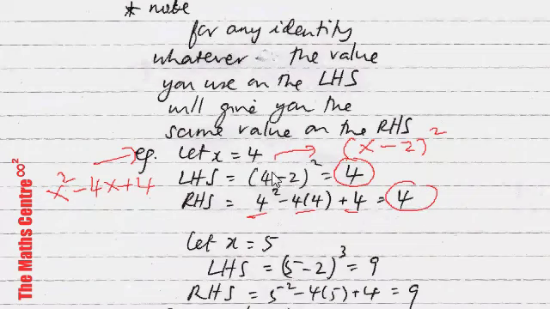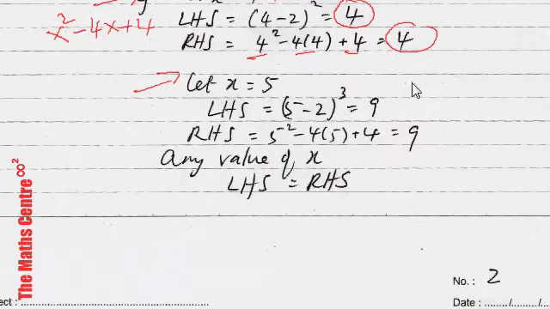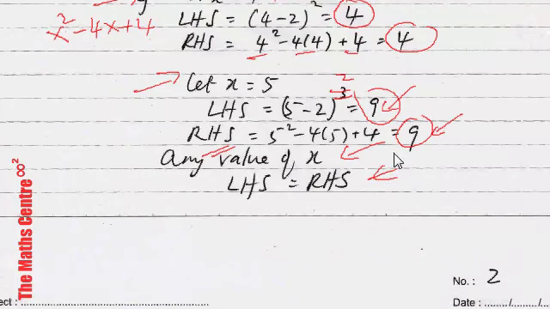Maybe 4 is not such a great choice for a value of x, so let's try another value of x, and let's look at when x equals to 5. You plug in x equal to 5 on the left hand side, you will get 5 minus 2. Oops, this is not a 3, this is a 2. I'll fix that in the notes. 5 minus 2 squared, 3 squared will be 9, and the right hand side, if you plug in x equal to 5, you will get 25 minus 4 times 5 is 20 plus 4, and you'll get a 9. The same value here and here. So for any value of x, the left hand side is equal to the right hand side.